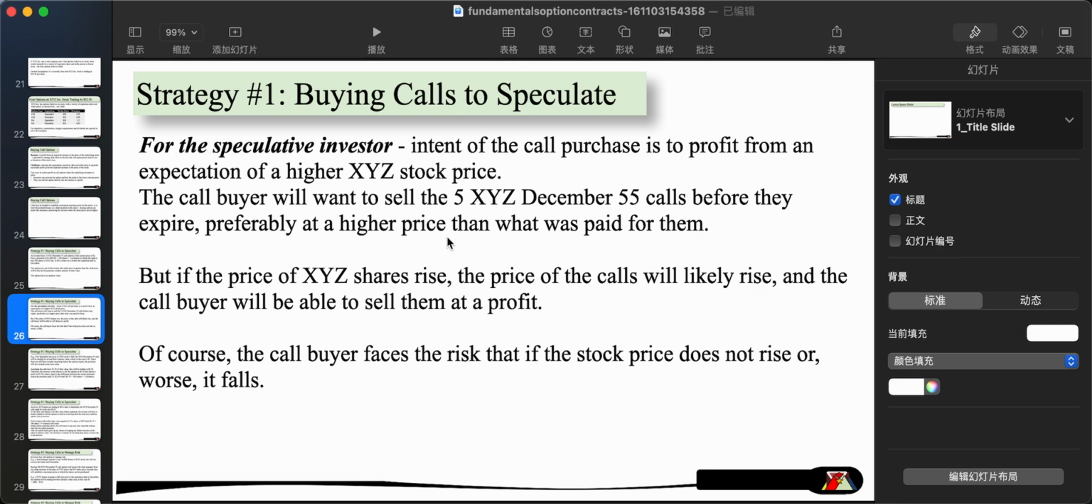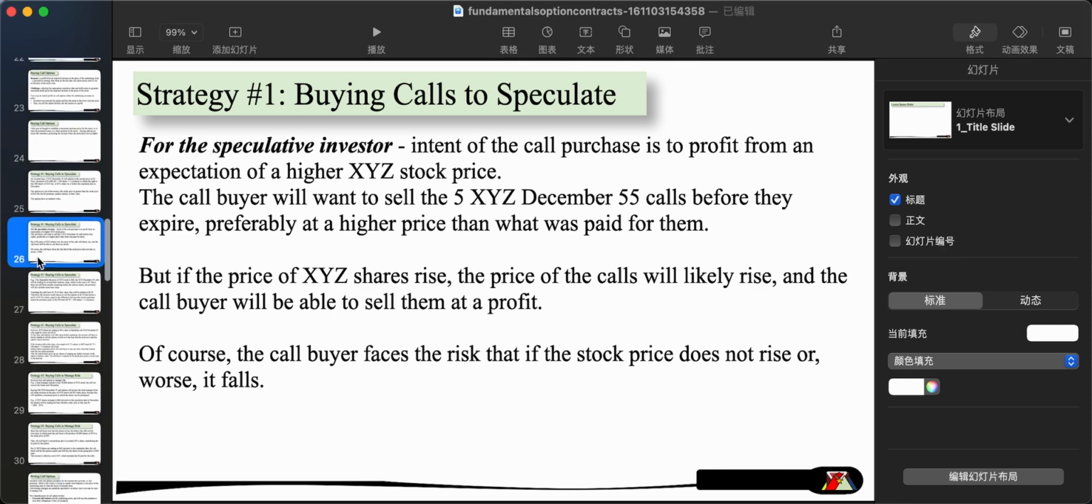So the call buyer will want to sell the 5 XYZ December 55 calls before they expire, preferably at a higher price than what was paid for them. If the price of XYZ shares rises, the price of the calls will likely rise, and the call buyers will be able to sell them at a profit. Of course, the call buyer faces the risk that the stock price does not rise, or worse, it falls.